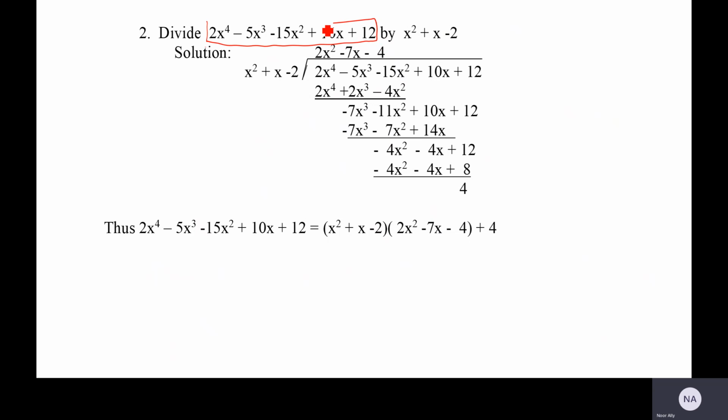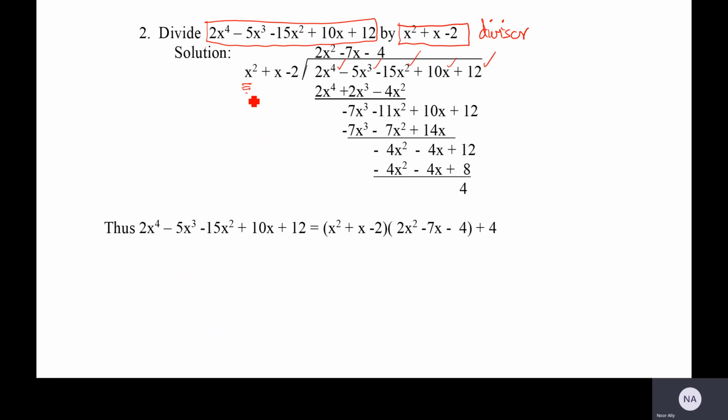There's our dividend. But why have I chosen this particular one? Notice the divisor. That's my divisor. And the highest power of the divisor is x squared. And look at all the terms in the long division bracket that we've used. Highest power 4, then 3, then 2, then 1, then the constant.